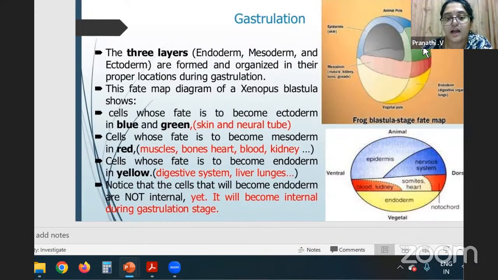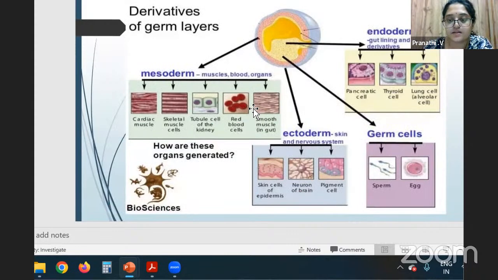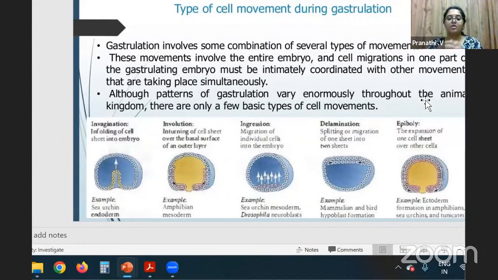And then you have the mesodermal cells, which give rise to the organs. So when it comes to the derivative layers, I've already discussed with you. The mesoderm, ectoderm, and endoderm give rise to different organs. So for that, first thing is, when you have gastrulation, there is a combination of movements.